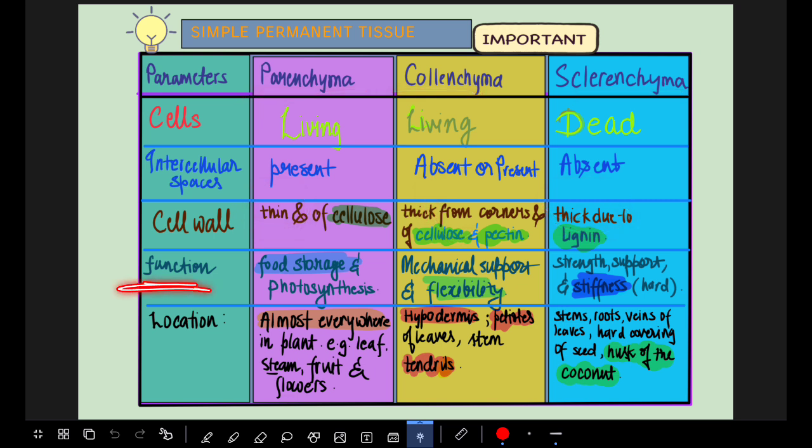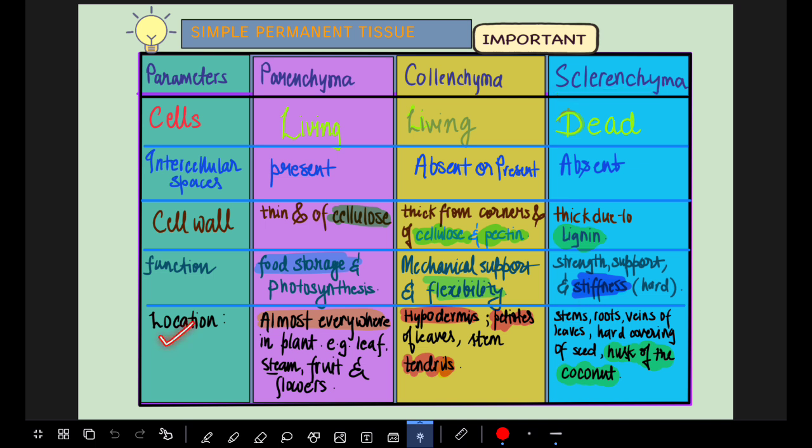Okay, now function, very important. Parenchyma: whenever you hear the term parenchyma, think food storage. The function of parenchyma is food storage and sometimes photosynthesis, but the main function is food storage. The function of collenchyma is to provide flexibility. I think you have seen plants which have very flexible stems, like the tendrils and the stems of climbers and creepers. They have collenchyma, which provides flexibility and mechanical support, and the sclerenchyma provides stiffness, hardness and strength. So support, stiffness and hardness is the function of sclerenchyma.